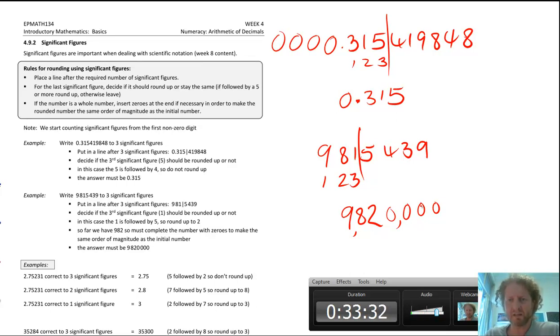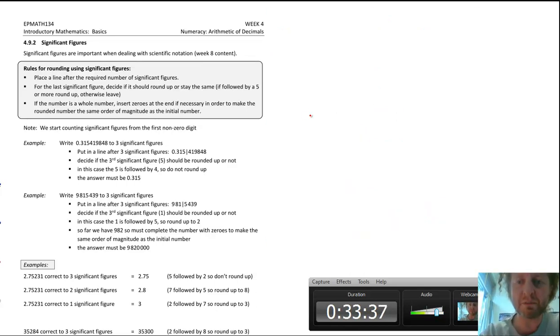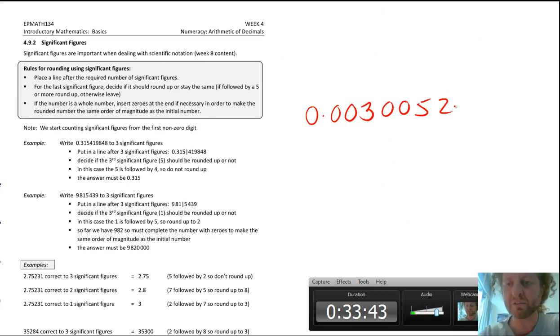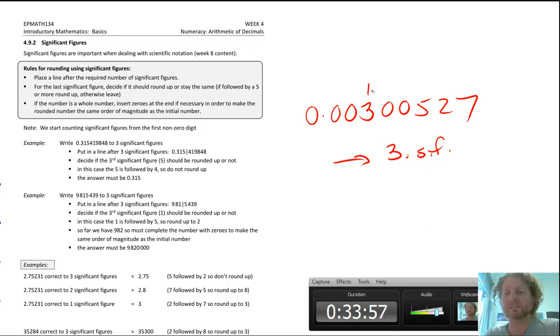Something else I'll check here is what if the number was 0.003000527? What if I was asked to report that to 3 significant figures? Well, I said we start counting significant figures at the first non-zero, which is that. But once we start counting figures, you don't stop. Just because that's a 0 doesn't mean it's not significant. It's not just a placeholder, it's as valid as any other digit. So once you start counting, don't stop. There's my first 3 significant figures.